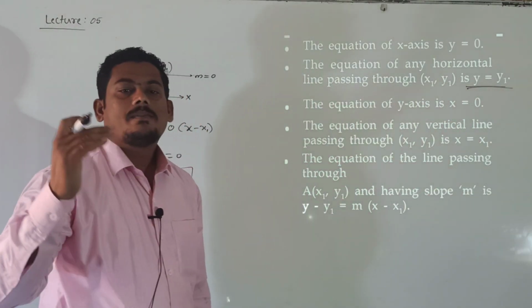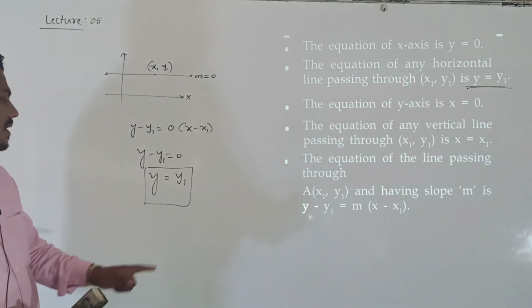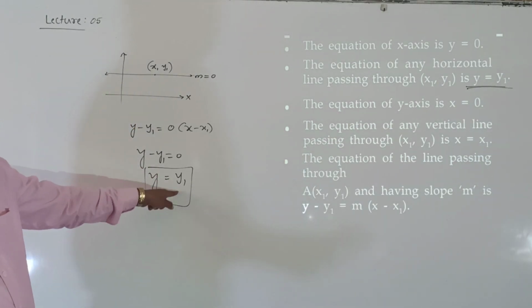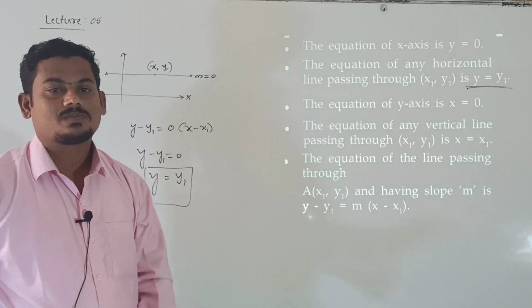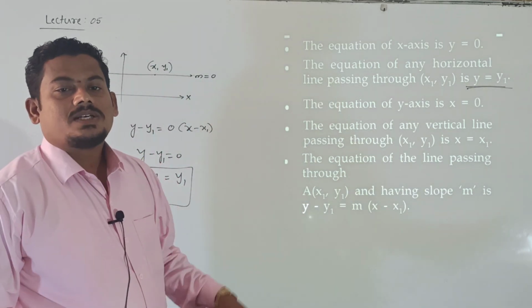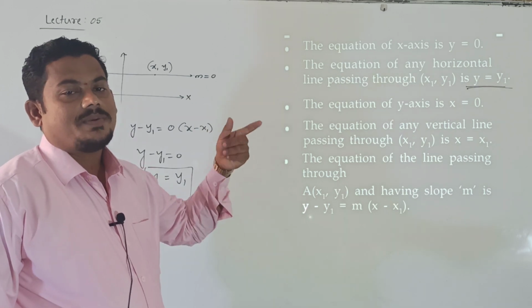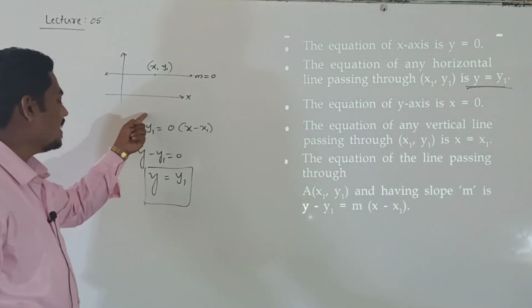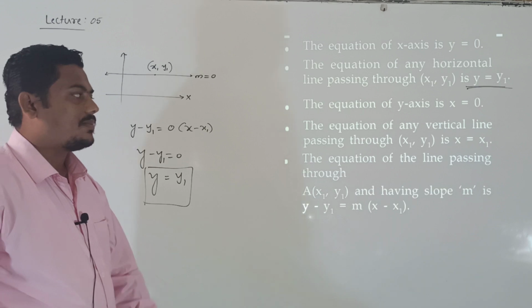The horizontal line passing through the point (x1, y1) is y is equal to y1, just by using the slope and point formula. Already you know the slope of a horizontal line is 0. Slope 0, point (x1, y1). Use the slope-point formula, then you get y is equal to y1.